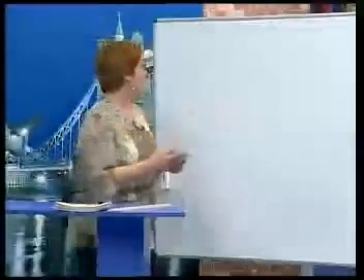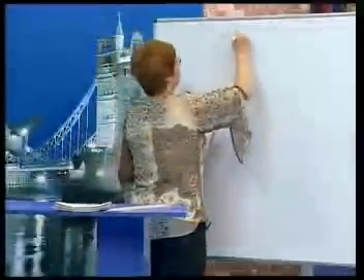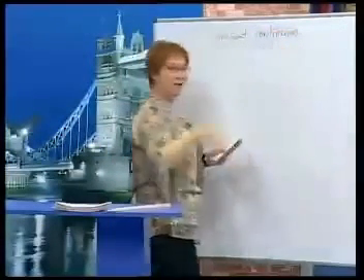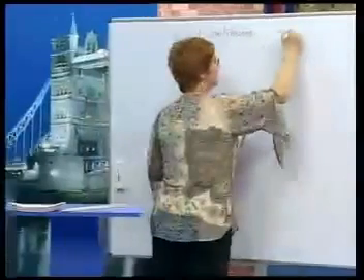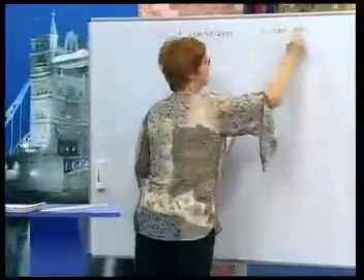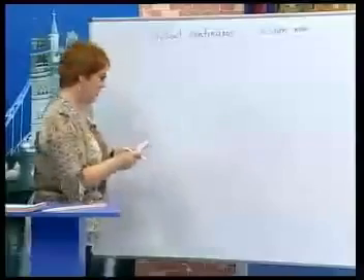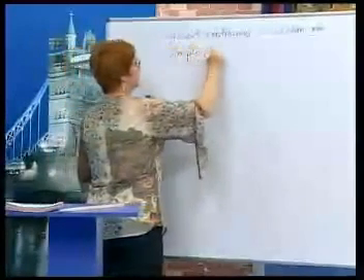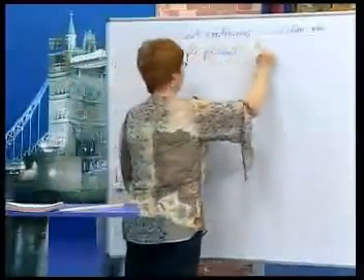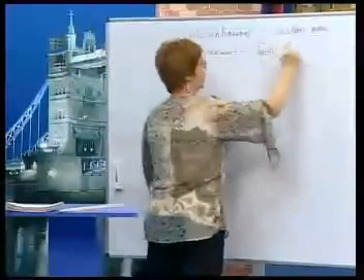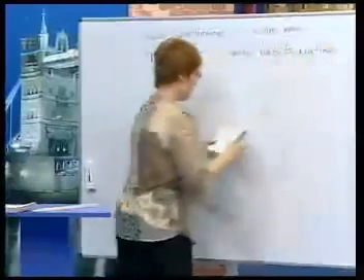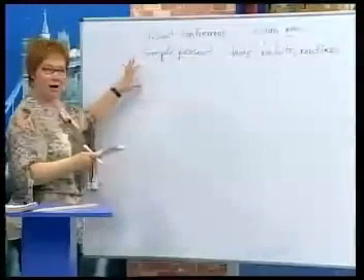Now, let's look a little bit more at the present continuous. Now, remember, the present continuous is used for the present time, but action now. Okay, so something is happening now. Now, the simple present is for facts, habits, and routines. Now, let's look at a combination of these.